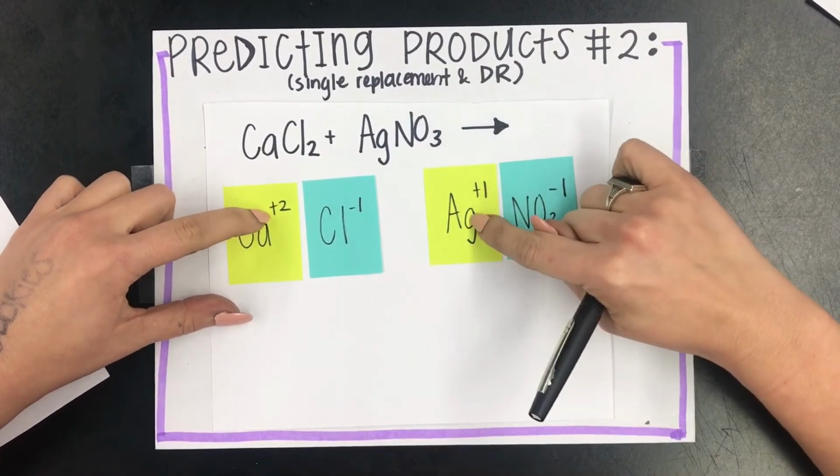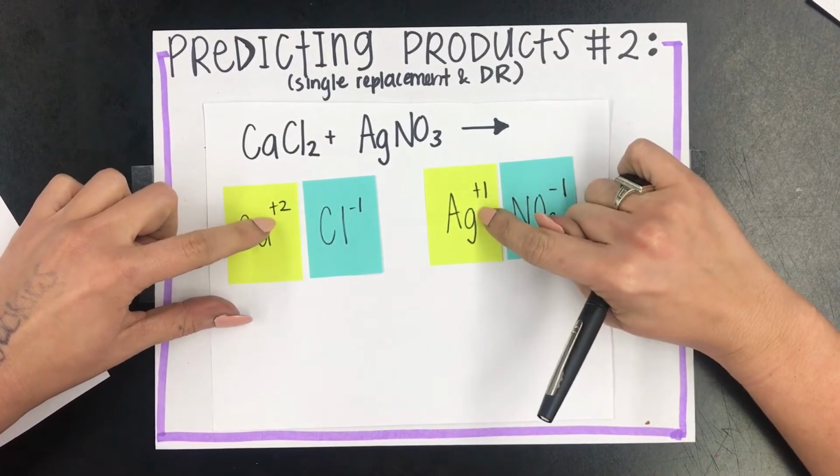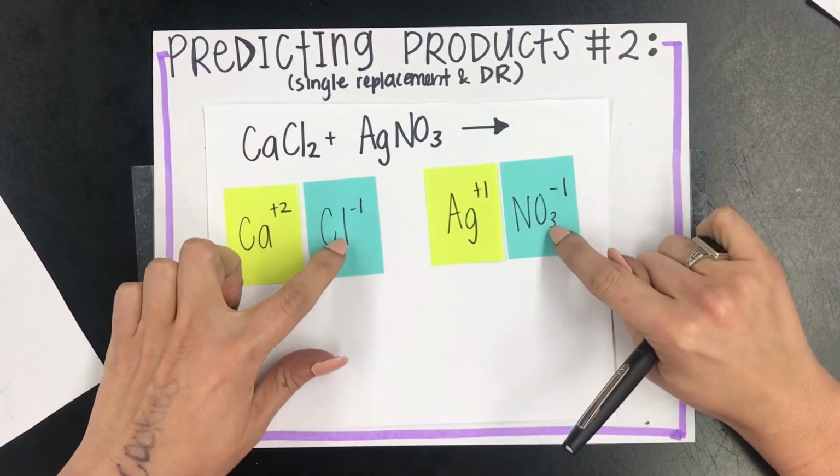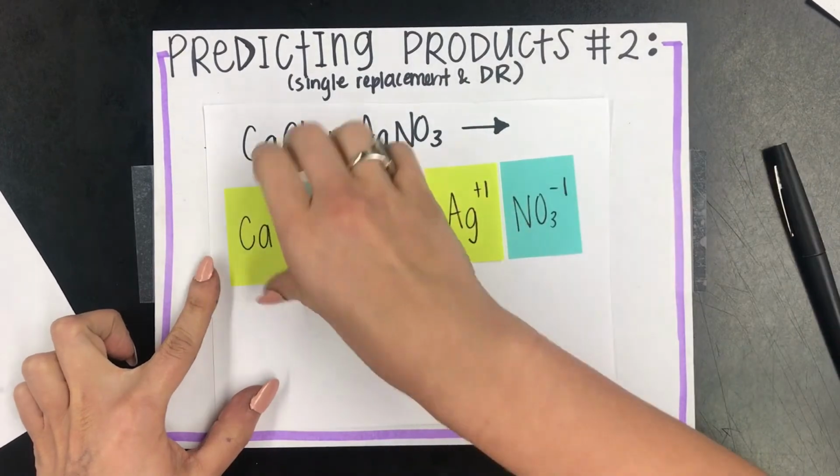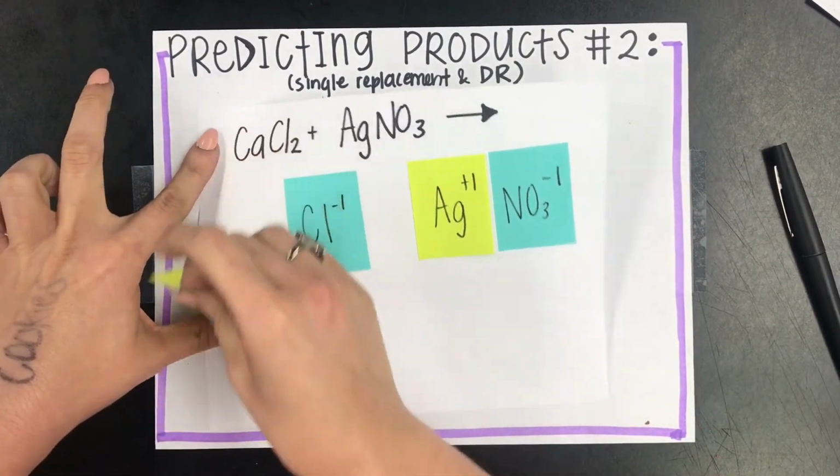Okay? It's not going to bond with Ag. Those puzzle pieces do not fit. Same thing here. These are not going to bond together. They don't fit. We just want for calcium and silver to switch places.